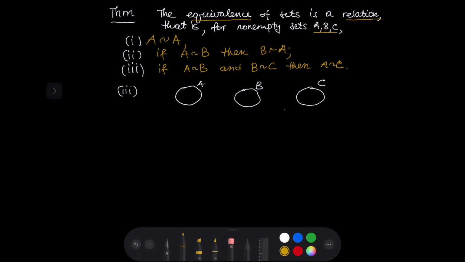So let us discuss statement III. If the set A is equivalent to the set B, then there is a bijection f from the set A to the set B. And if the set B is equivalent to the set C, then there is a bijection g from the set B to the set C. So then we can look at the function g composed with f from the set A to the set C. This function is a composition of two bijections, so it is a bijection itself. And so since there is a bijection from the set A to the set C, we can say that A is equivalent to C. So this is how we prove statement III.